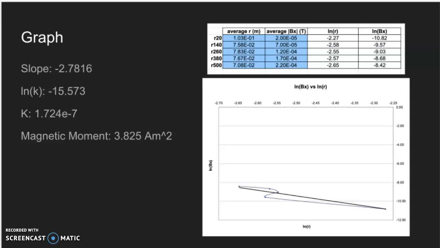From this graph, you can see we had a slope of negative 2.7816, and this actually became our n, or distance dependency. Our ln of k was negative 15.573, and that became our k, which was just 1.724 e to the negative 7th. And finally, our magnetic moment was measured to be 3.825.